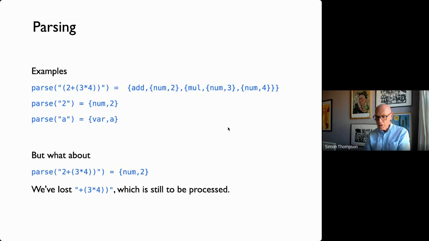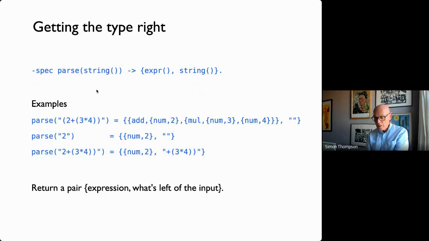remainder of the string. So what I'm going to do is define a parse function that takes a string and it returns two things. It returns the expression it has found at the beginning of the string plus whatever is left over. So if I apply parse to this string, I get the expression we had before and an empty string remaining. If I parse the number two, I get number two plus an empty string remaining.